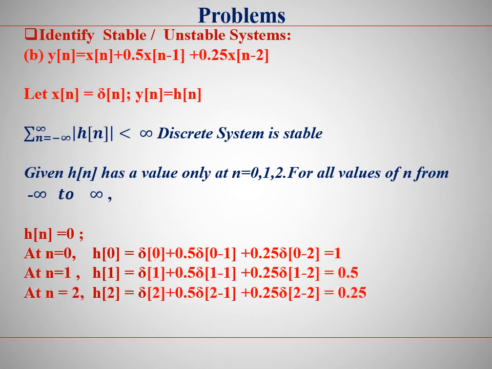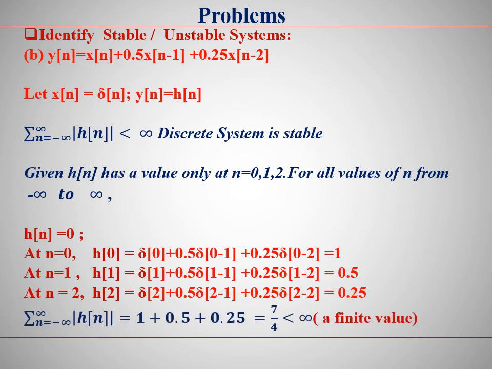And the last case is at n equal to 2. h of 2 would be equal to delta of 2 plus 0.5 delta 2 minus 1 plus 0.25 delta 2 minus 2, with respect to the substitution. Hence, these two effects would be nullified. The only effect would be because of this, that is 0.25 into delta 0, which is going to be 0.25. So, to calculate the effect of stability, we need to go on for the summation of h of n.